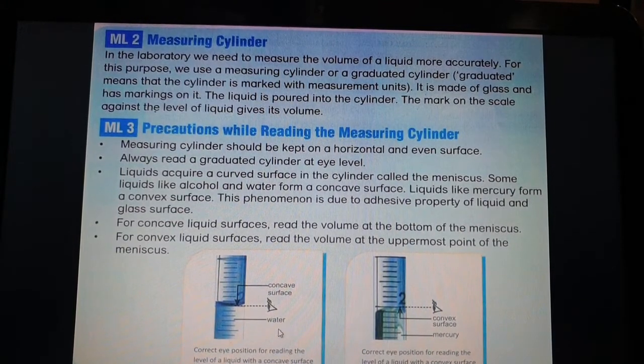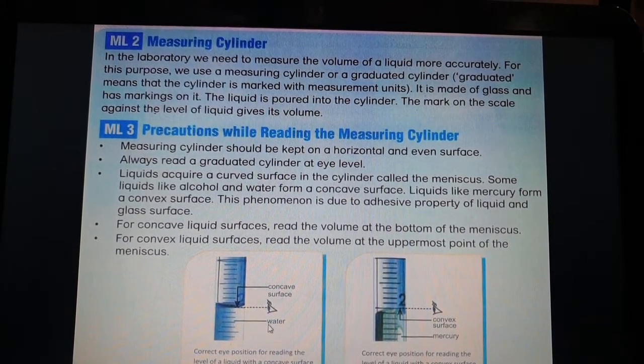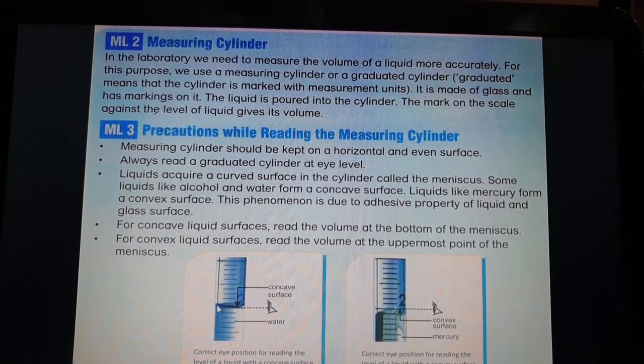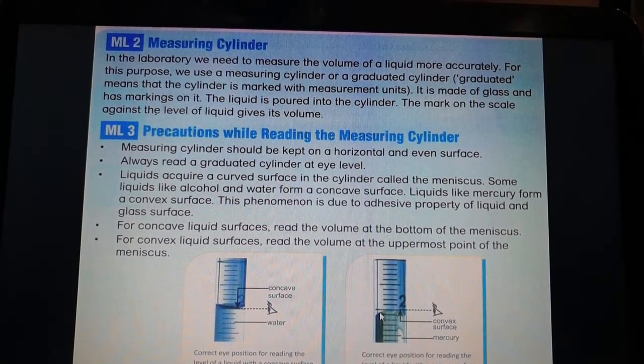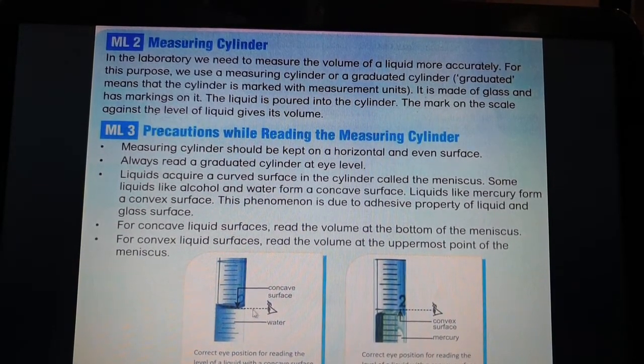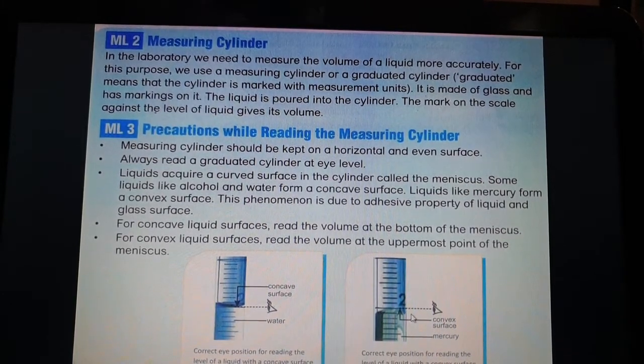So here, let me take the case of water. When we take water, it forms a concave surface, so you can see the readings here. And in the case of mercury, it will be in the form of a convex surface. So water will be concave and mercury will be a convex surface.